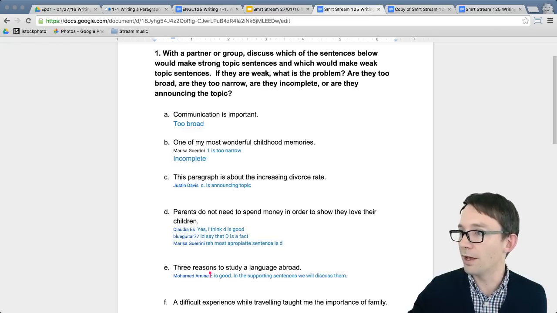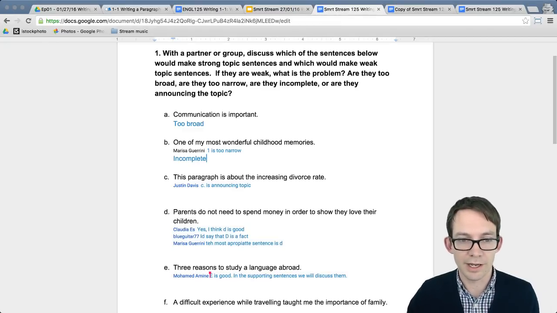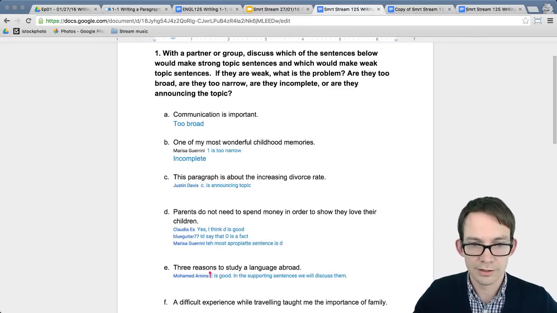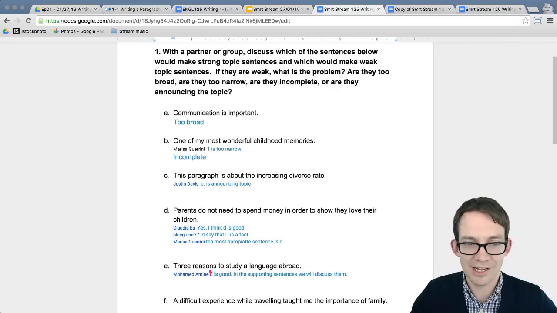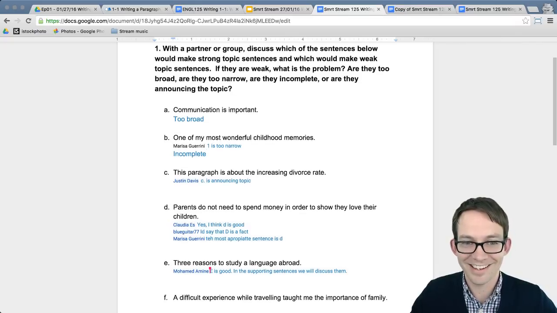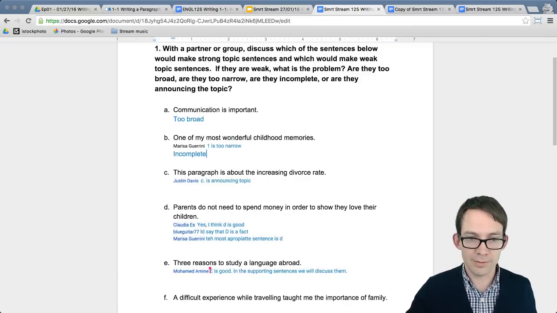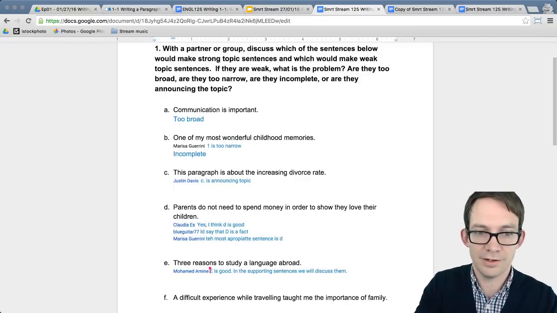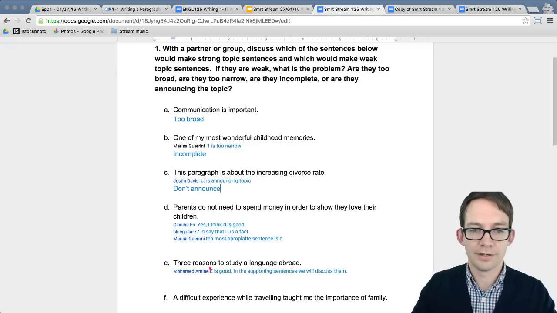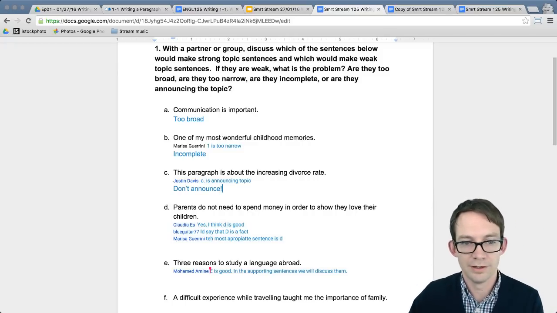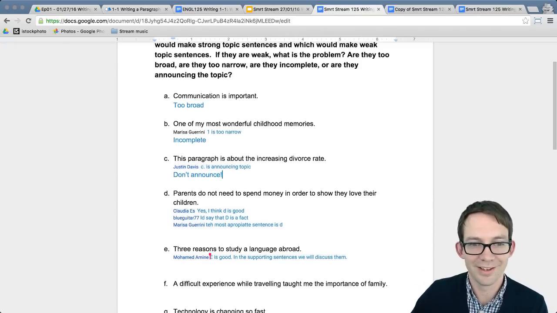All right, what about C? This paragraph is about the increasing divorce rate. Justin Davis gave us an answer. Thank you, Justin. And you're correct. It says announcing the topic. You're absolutely right. Good. You don't want to announce your topic or intentions. Good, I'll even put an exclamation point there. Awesome, okay. What about D?